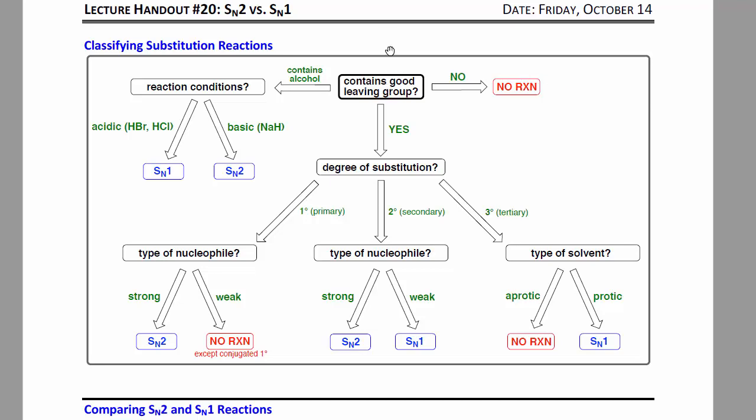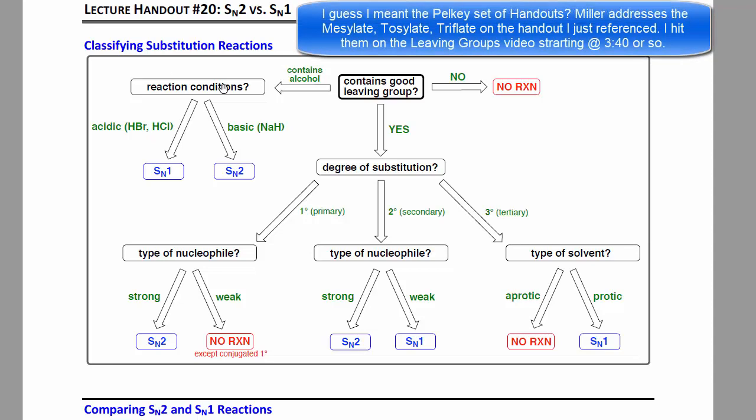Likewise, if you do not have a nucleophile of any kind, then it's not going to be an SN1 or SN2 reaction. Like I said, you can imagine generating several different sorts of flowcharts depending on your preferred way of thinking about things. If you have an alcohol, we're going to talk about that a little later, especially if you're in the Pelkey group, although you'll notice that the Miller handout describes how you convert an alcohol into a good leaving group using the mesylate, tosylate, and triflate partners that I have talked about in a previous video.